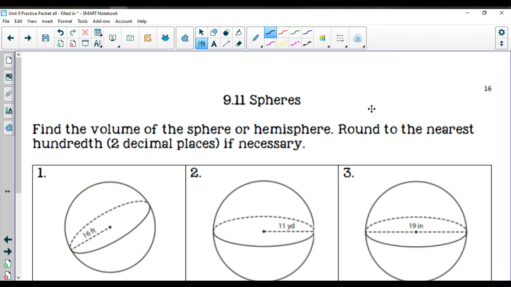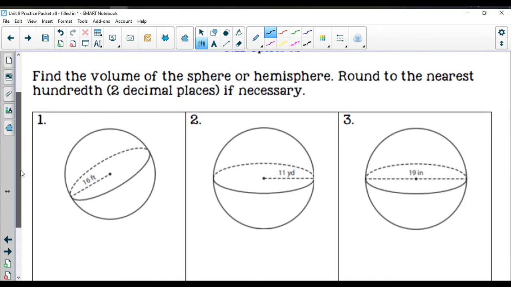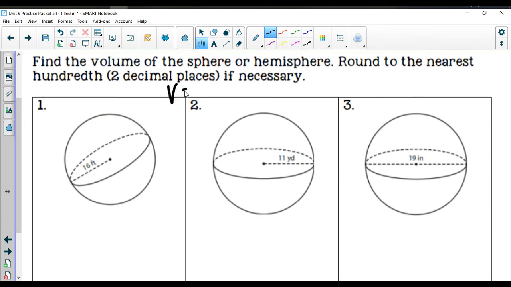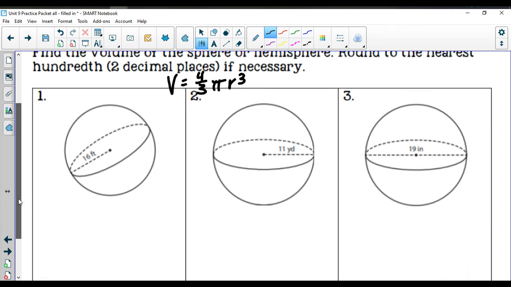All right, this is lesson 9.11 spheres. This is in your practice packet. For the first couple here, you're going to find the volume of the sphere or hemisphere, round to the nearest hundredth if necessary. Volume of a sphere is going to be 4/3 pi r cubed. So we're going to go ahead and use that formula here.